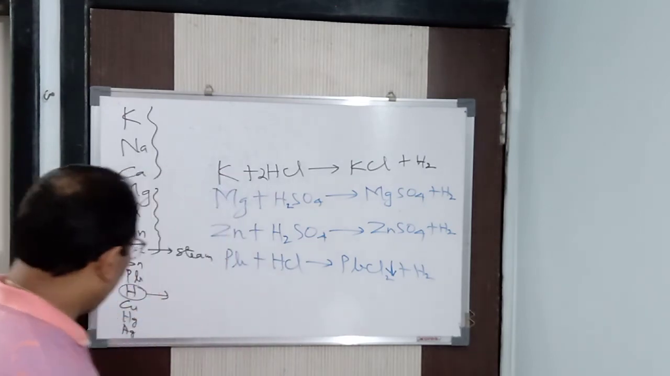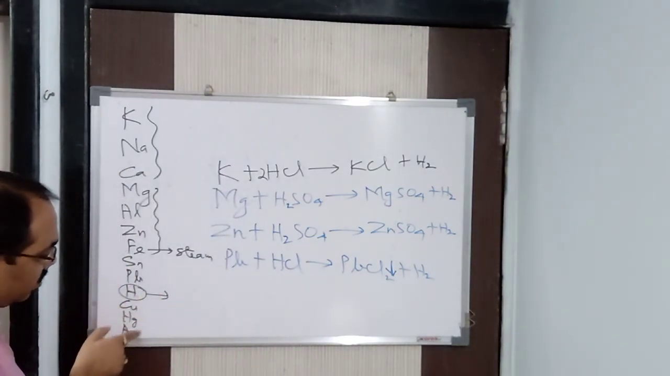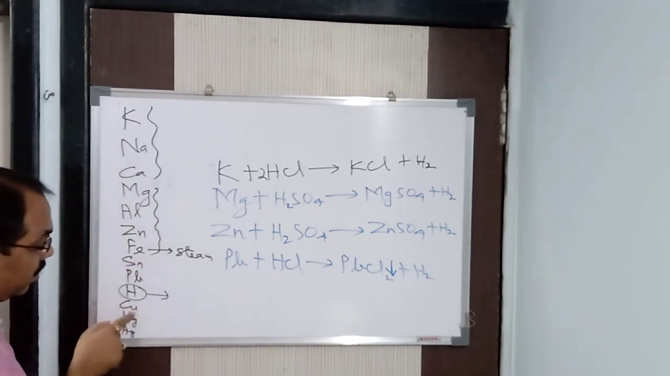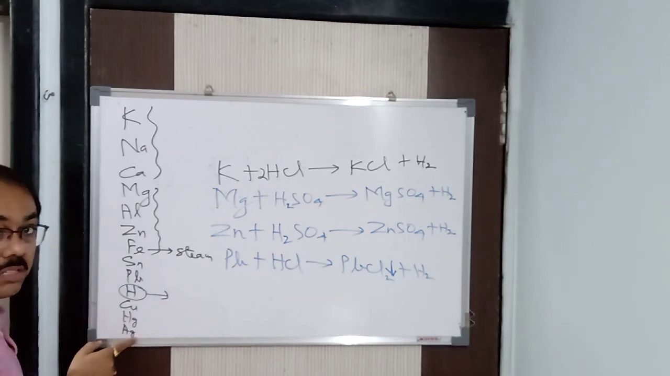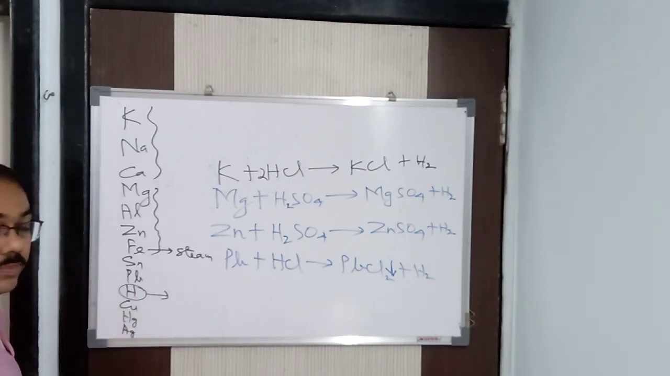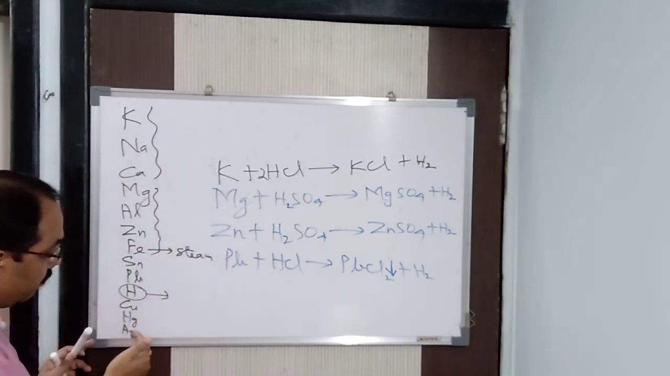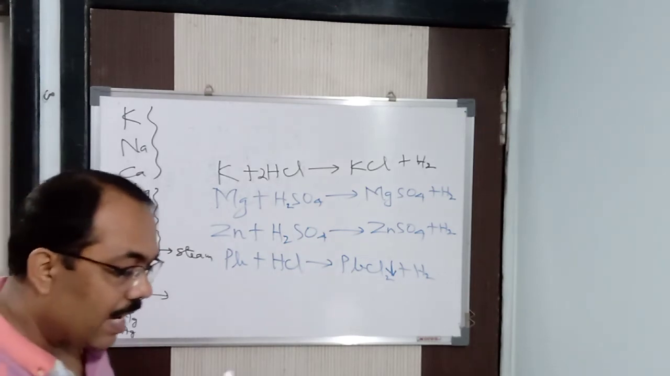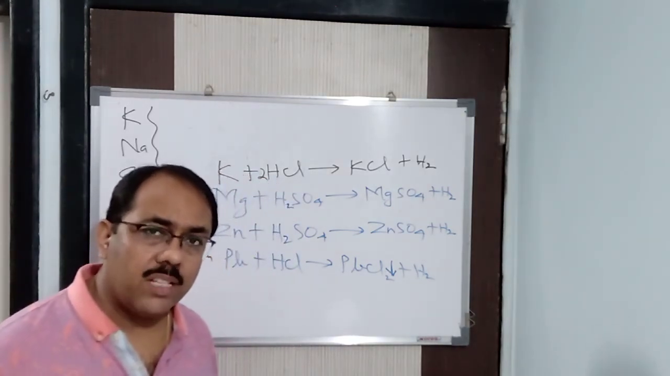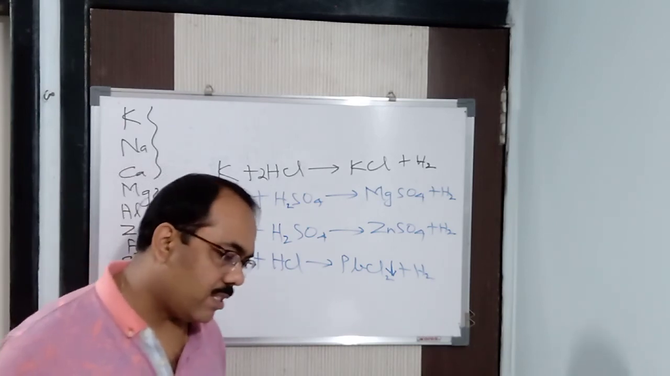So here I cannot take copper, silver, mercury to prepare hydrogen gas. Why? Because they are below hydrogen in the metal activity series. For that reason I wrote this metal activity series. They are below hydrogen, and they do not displace hydrogen from acids. The metals which are above hydrogen can displace hydrogen from acids, but the metals which are below hydrogen cannot. So if you take Cu plus HCl, no reaction. If you take Ag plus H2SO4, no reaction, because it will not displace hydrogen from acids.